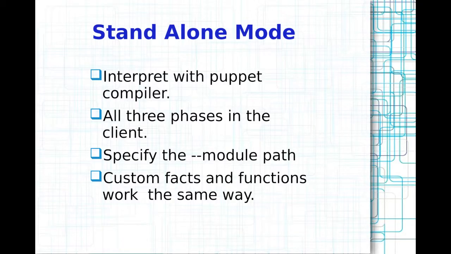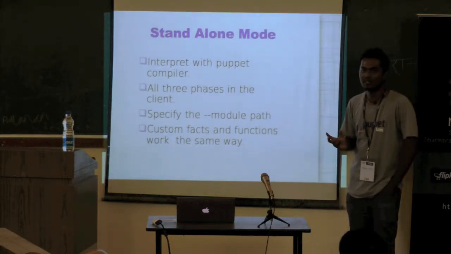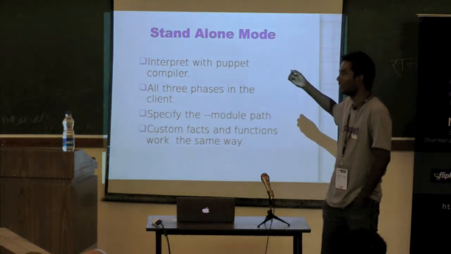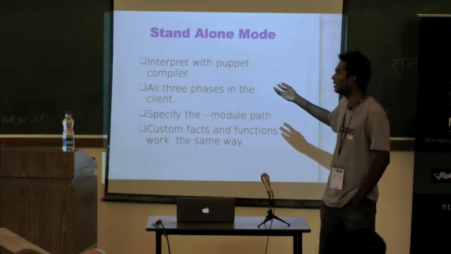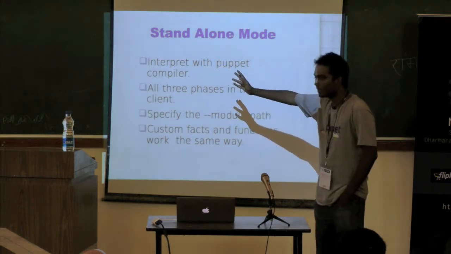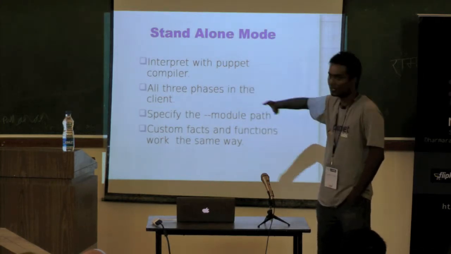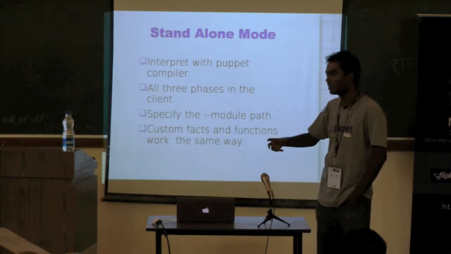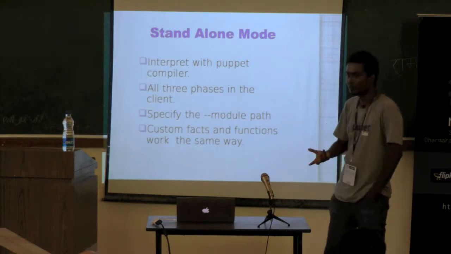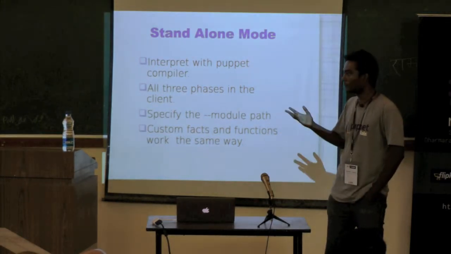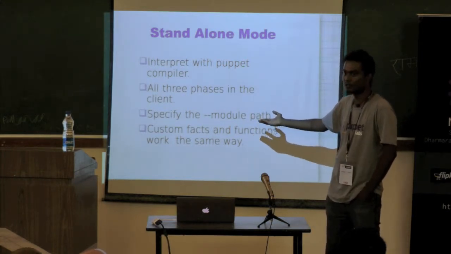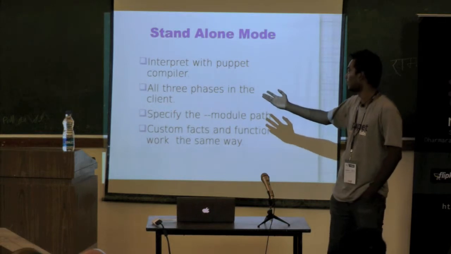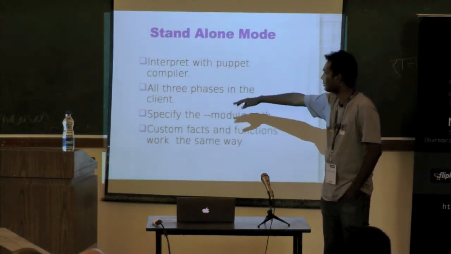So what we did was use Puppet in a standalone mode. Puppet comes with the default compiler, which does the basic task I explained in the previous slides: compiling, then instantiation, and then running. So the basic thing is you interpret things with the Puppet compiler and then you run them on your client server itself. Eliminate the client server architecture and use it just like using your code. You can use Puppet apply, and there is the module path. If you specify the module path, you can basically use everything that you do in the normal network setup. The basic thing is all three phases that I explained happen on the client side.